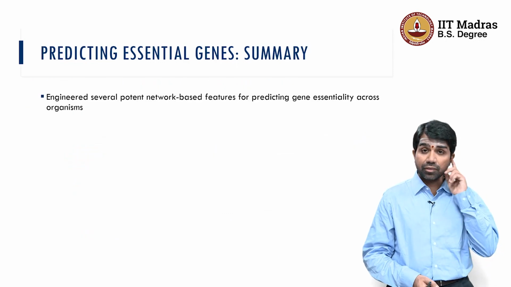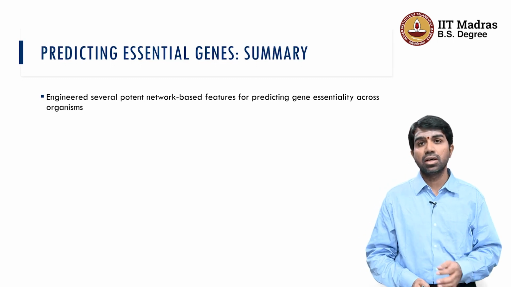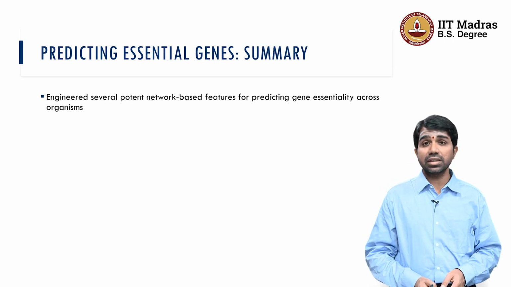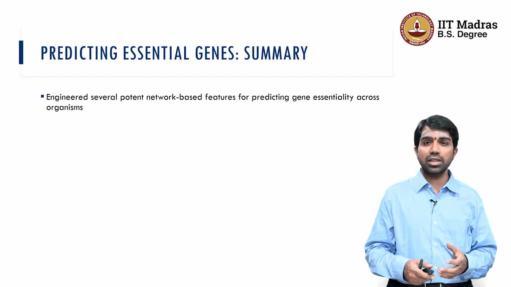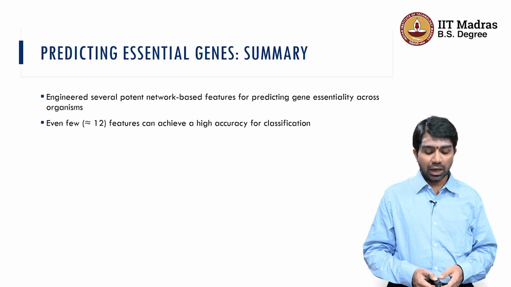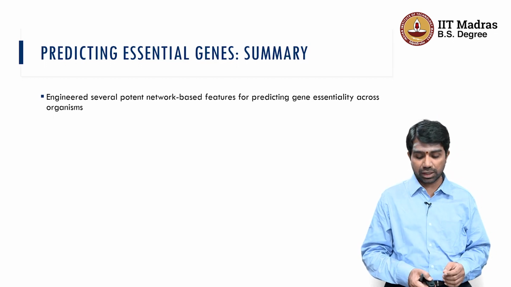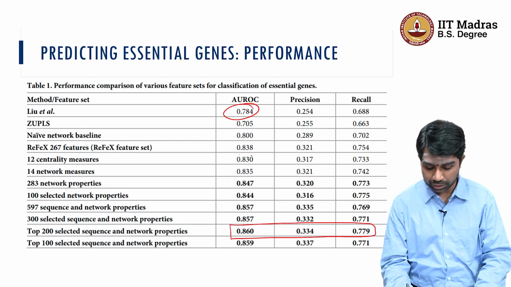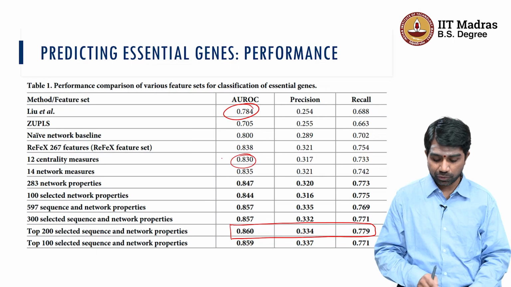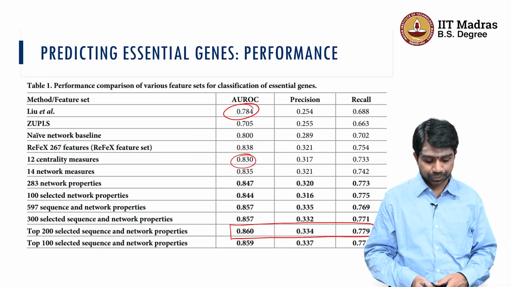So, to summarize, we engineered several potent network based features for predicting gene essentiality across organisms. Right, it is easier to predict these in a single organism than across organisms, which means that you have to generalize a lot more, and even a few features like 12 features can achieve a very high accuracy for classification. As you saw in the previous slide, with just 12 features we are able to get a fairly good performance, which beats what was the then state of the art.